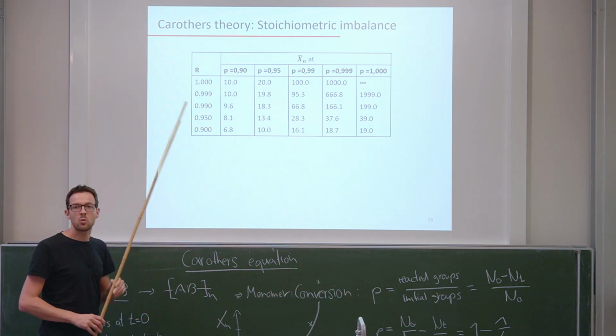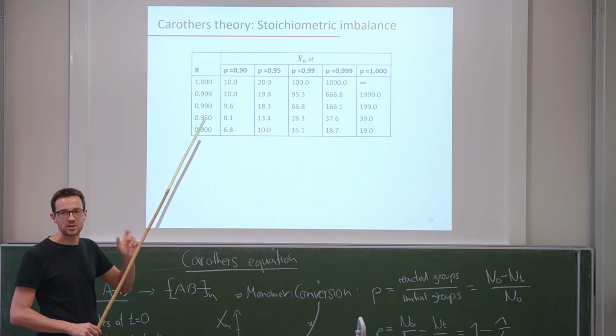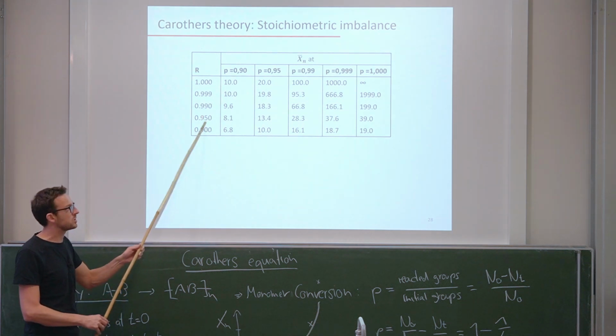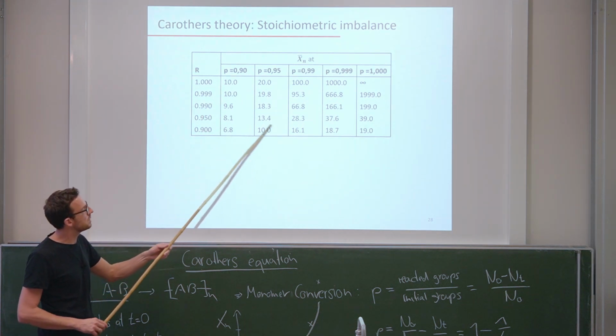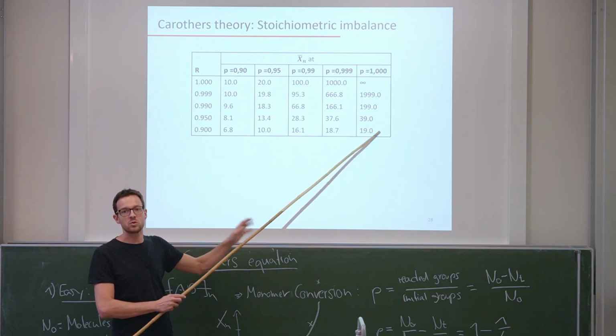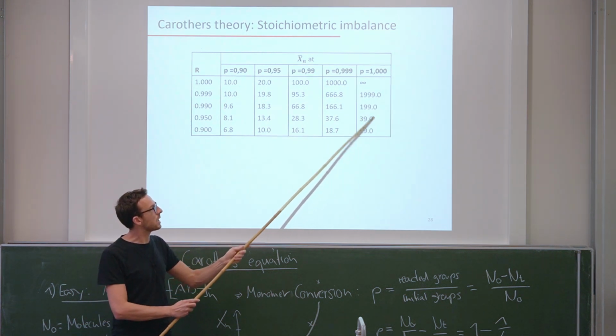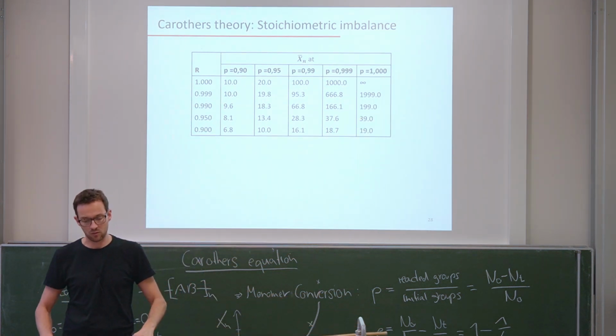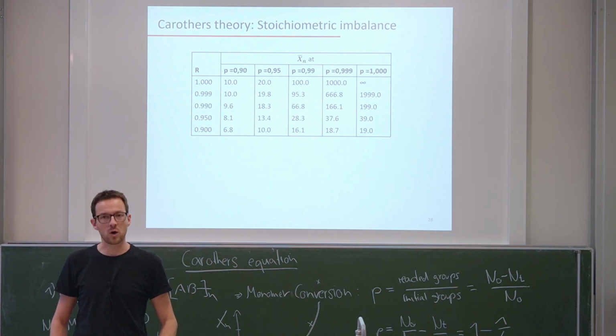And let's say you are a much more sloppy person and you don't really take the scale too seriously, so you make a 5% error, and suddenly, even if you have a perfect conversion, which by itself is tricky, you only get a polymer with an average chain length of 40. So in translation, you don't really make any polymers anymore.